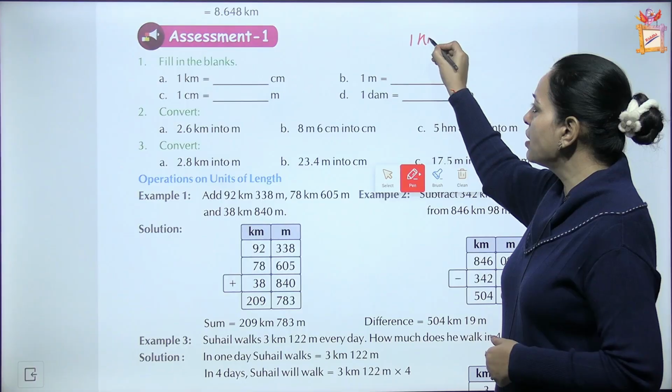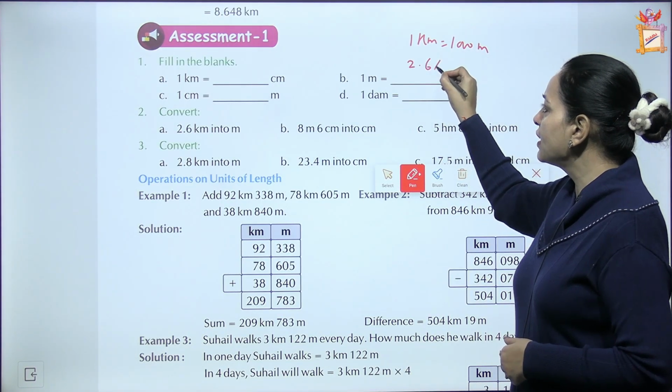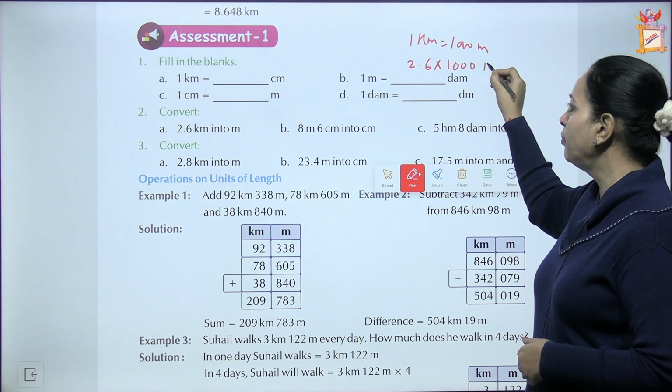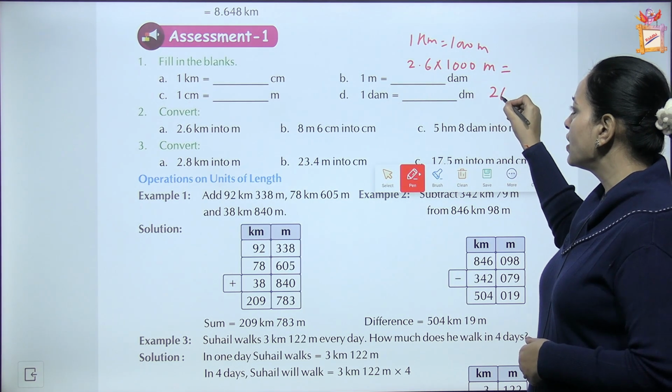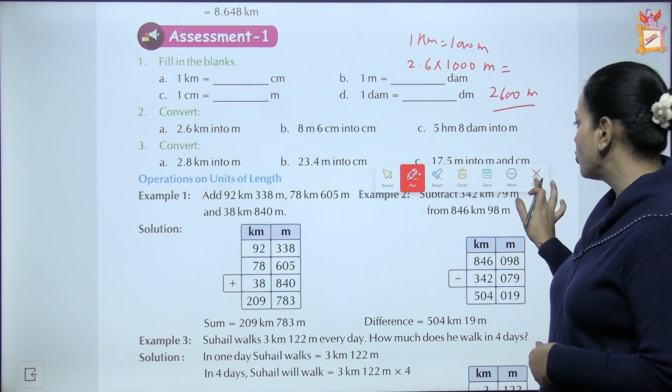So 1 kilometer is 1000 meter. So 2.6 into 1000 meter. So this is 2600 meter. I hope the remaining parts you can try.